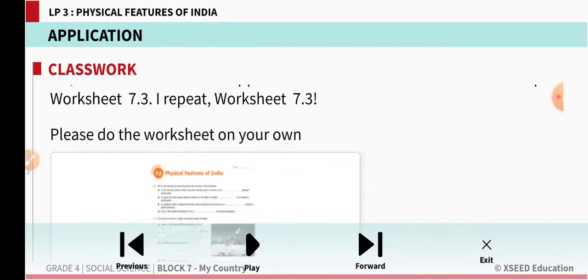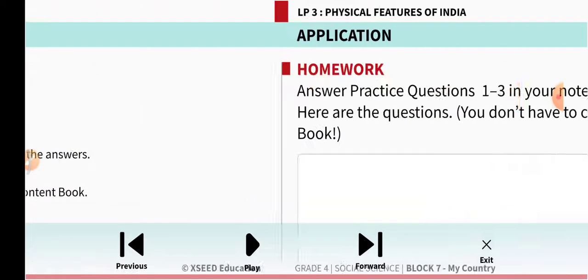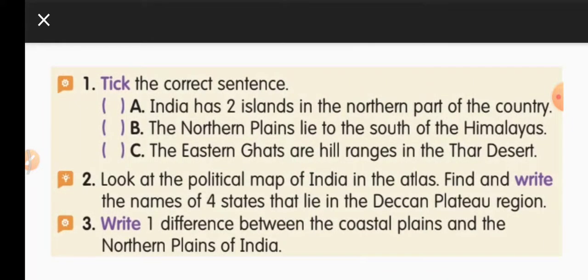So, did we complete all the questions here? So, let us answer the practice questions in the textbook. Tick the correct sentence. A. India has 2 islands in the northern part of the country. No. India has two island groups but not on the northern part, they are in the southern part. So this statement is wrong. So we are not going to tick A.